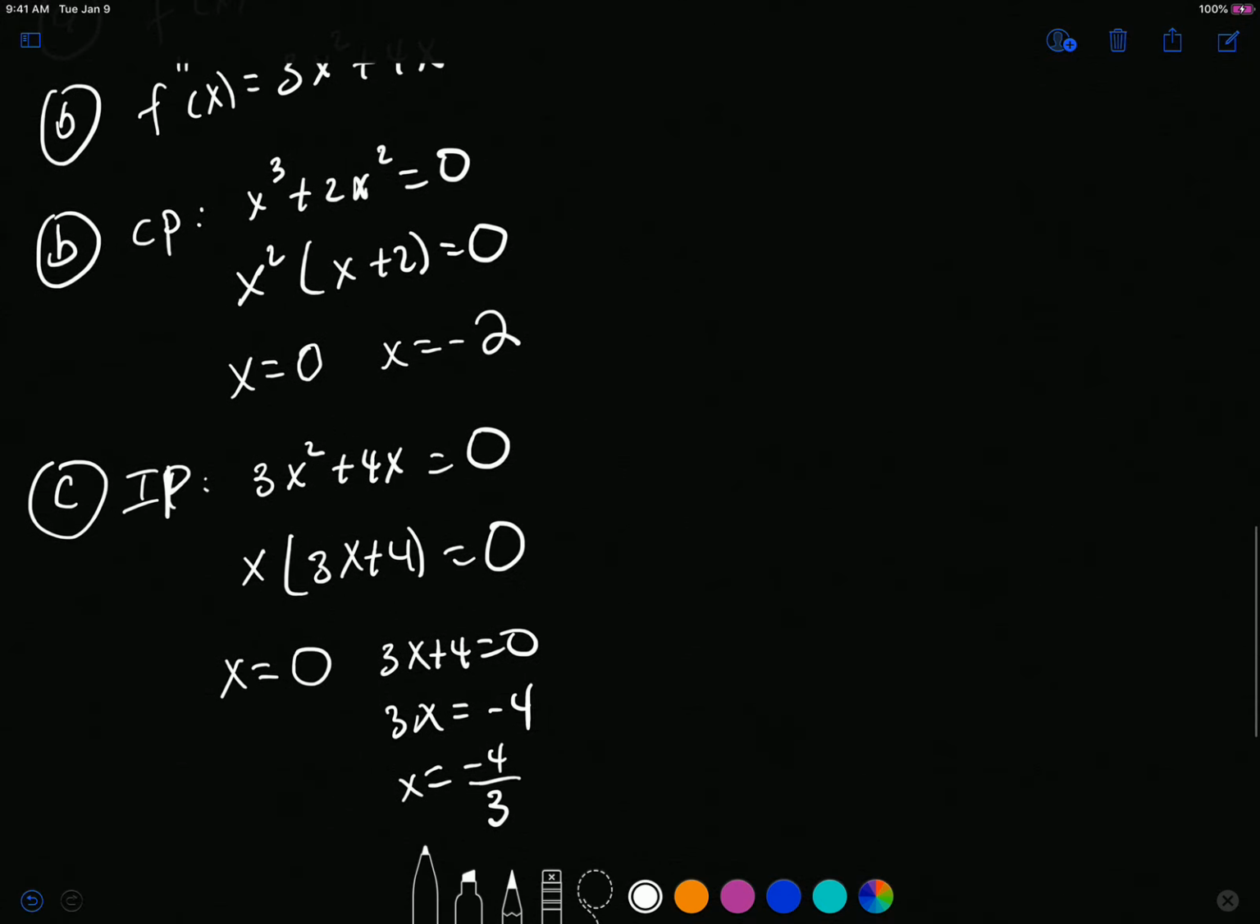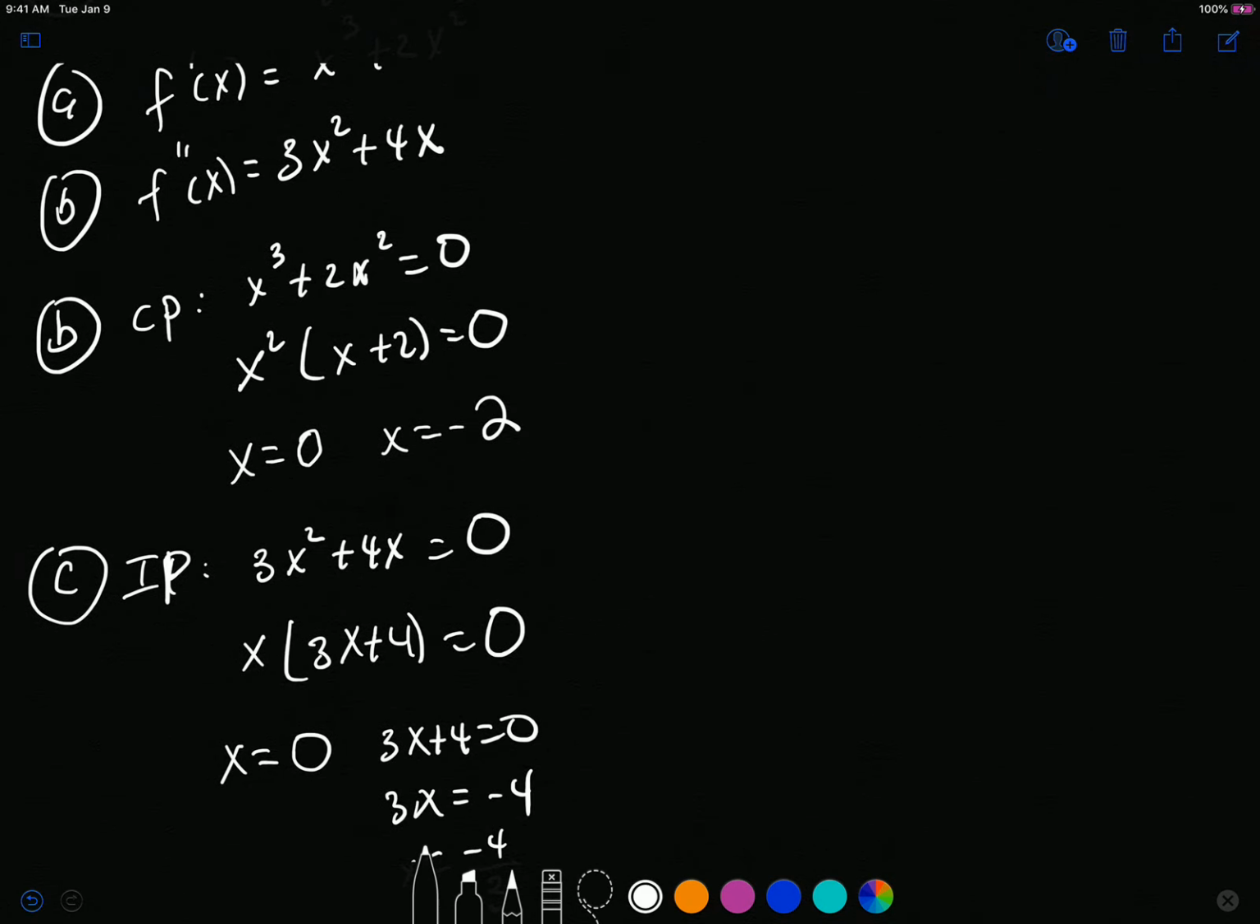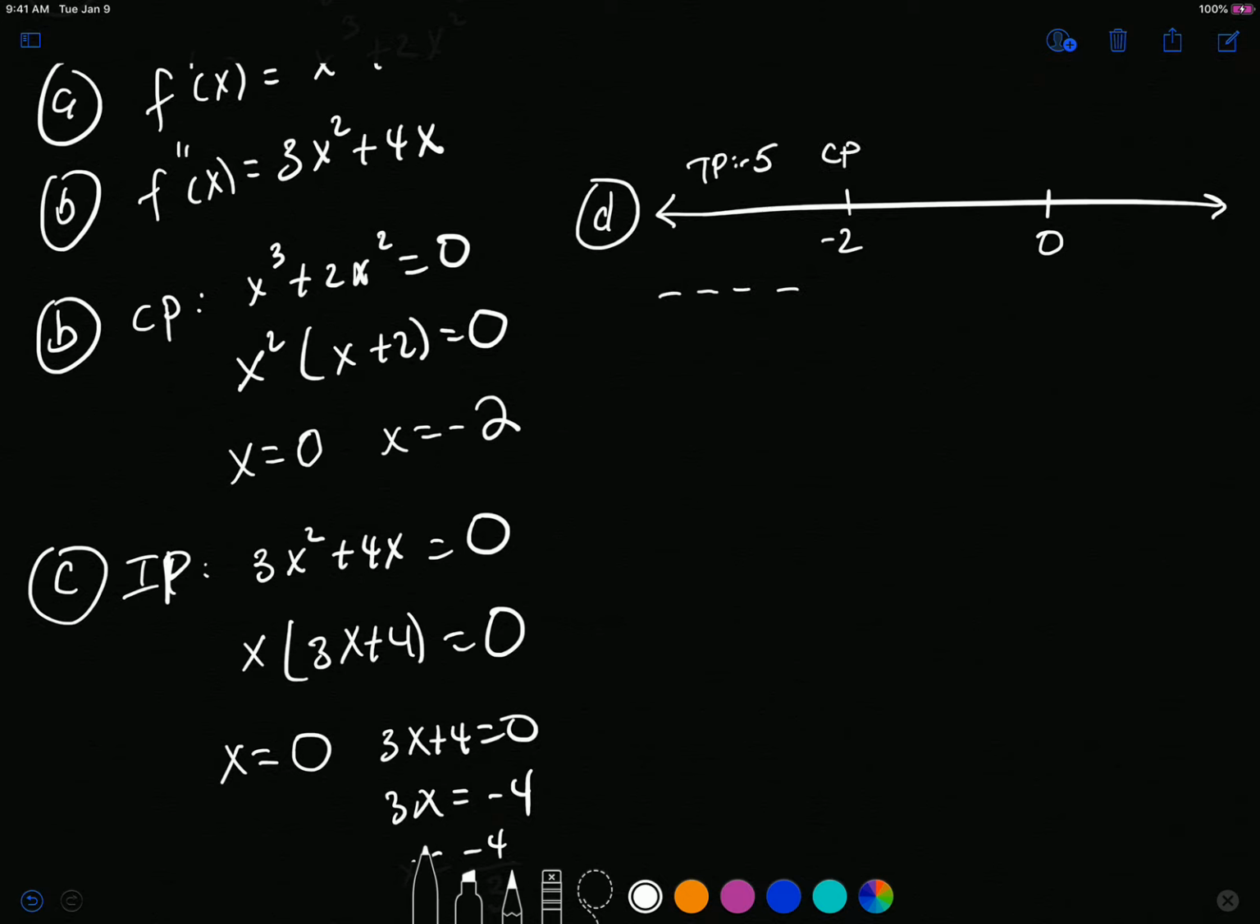Gotta create a sign chart, so part D, show your number line. My sign chart has on here a -2, it has a 0. So a test point, say negative 5. If I plug negative 5 into this, that's negative 5 squared is 25, 25 times negative 3, yes, negative 75. So it's going to be negative until I reach the first critical point.